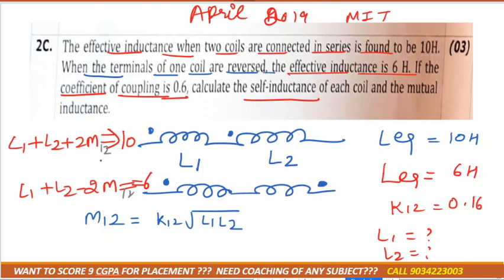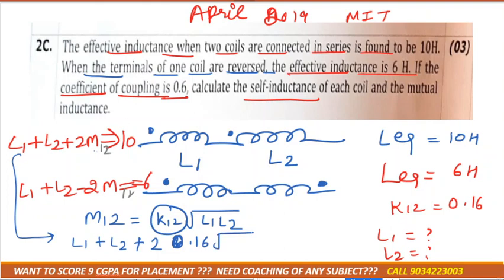So do we know L1 and L2? No. Do we know K12? Yes, we know K12, right? So can we substitute the value of M12 here? That would be L1 plus L2 plus 2 into K12, where K12 is 0.6, root of L1 L2, equal to 10. Similarly, the second equation will be L1 plus L2 minus 2 into 0.6 root of L1 L2 is equal to 6.